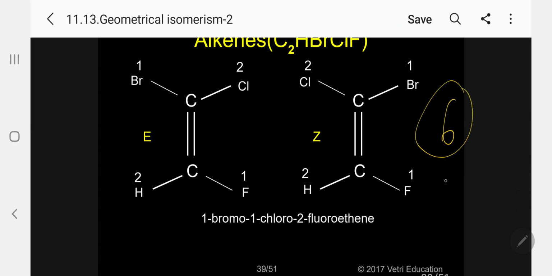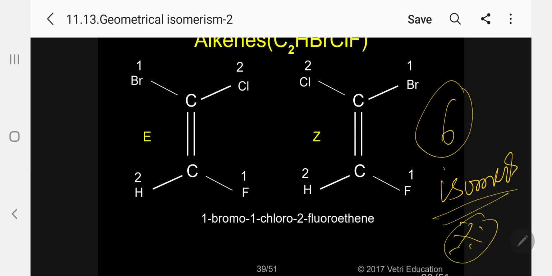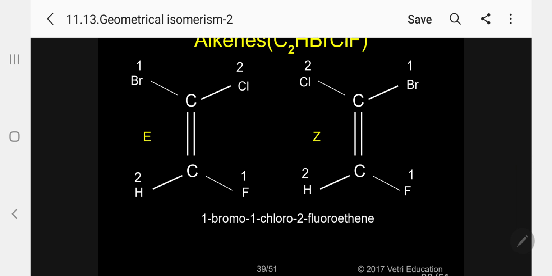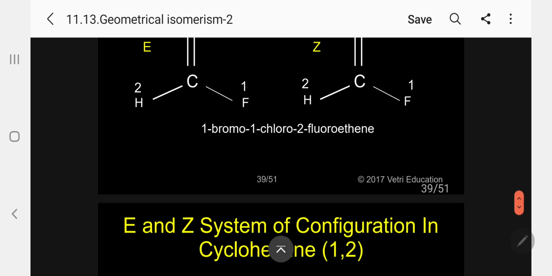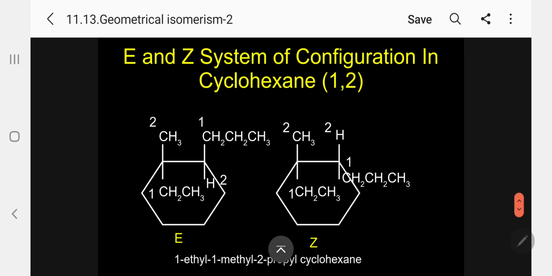Kindly follow. This is the most important. Definitely this type of question will often be asked. So only the method I have informed you; if you do not follow it, you will get confused. It will take time also. And the E and Z system of configuration can be used in cyclohexane also.